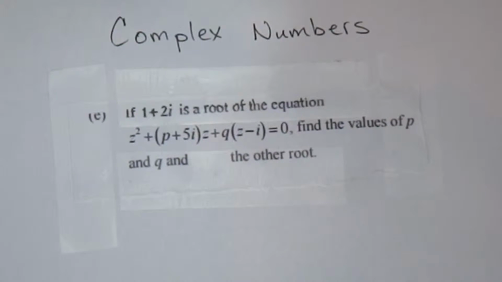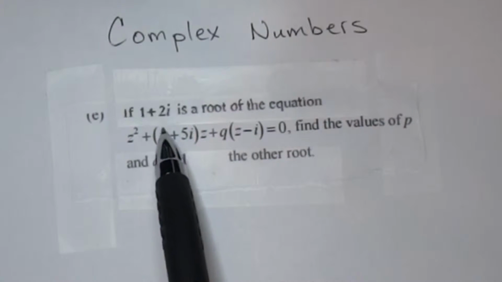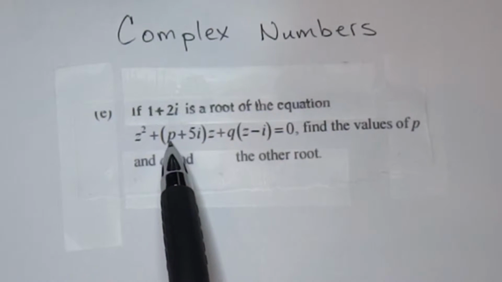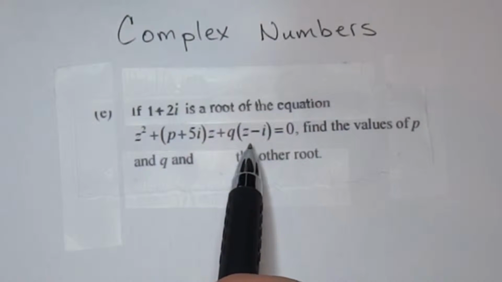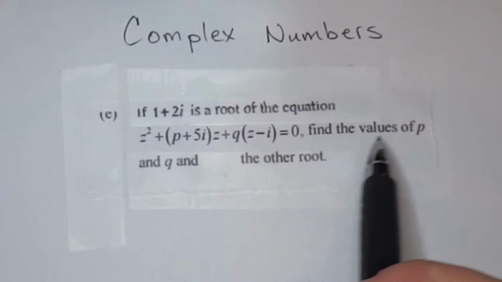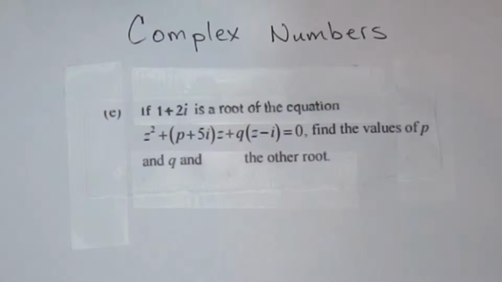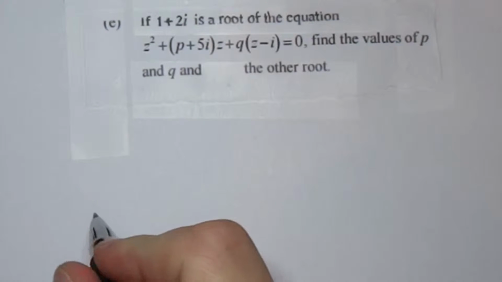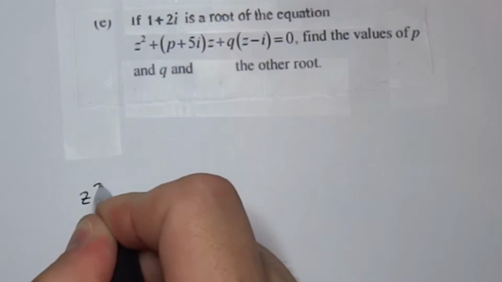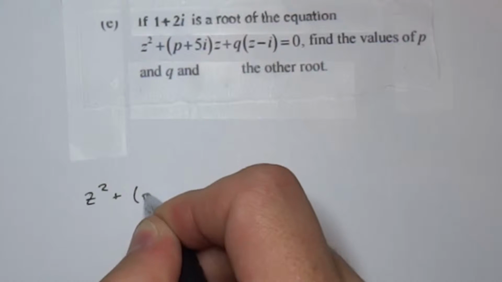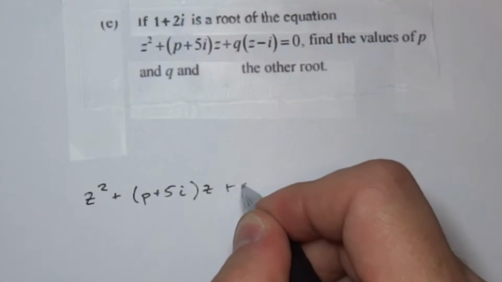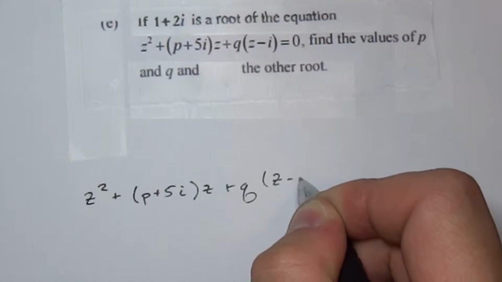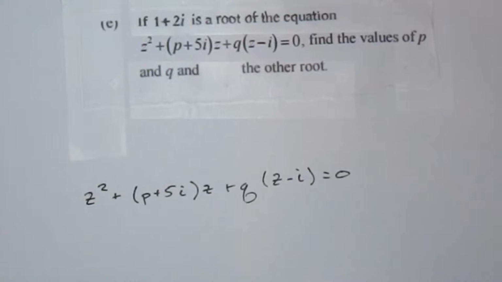In this video, we're going to work through an example involving complex numbers. The problem says, if 1 plus 2i is a root of the equation z squared plus (p plus 5i) times z plus q times (z minus i) equals 0, find the values of p and q and the other root. So let me rewrite the problem we're dealing with here. We have z squared plus (p plus 5i) times z plus q times (z minus i) equals 0.